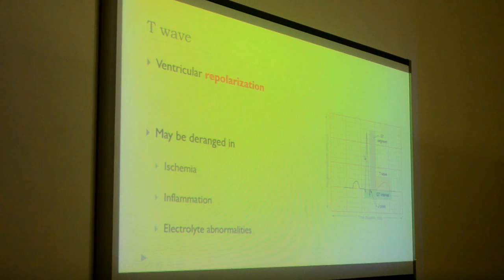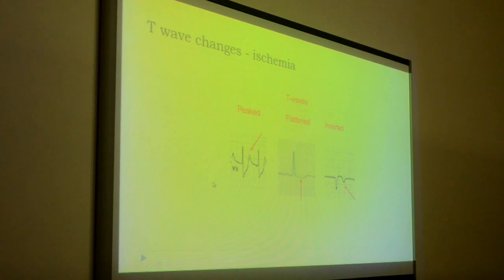The last thing, the T wave. T wave represents ventricular repolarization. After the ventricle depolarizes, it needs to repolarize. It may be deranged in ischemia, inflammation, and electrolyte abnormalities. The good thing about ischemic T-wave changes is that anything can happen. It could be peaked, flattened, or inverted. Just mention T-wave changes and it's a guaranteed answer. So any T-wave change can happen in ischemia.